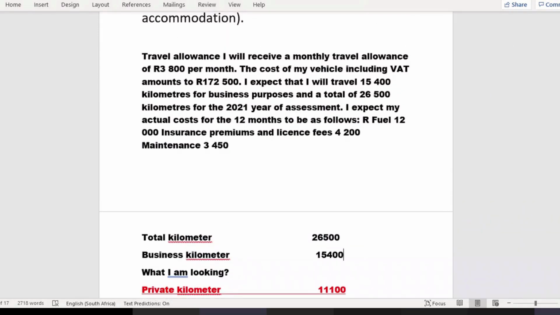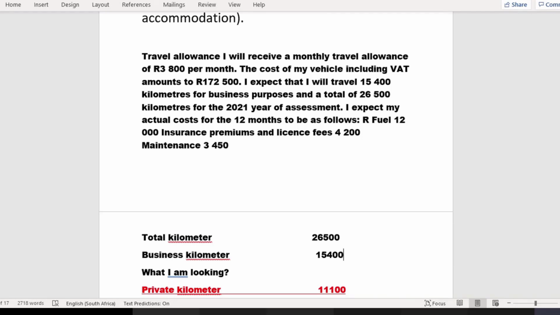The question says that the taxpayer is receiving 3,800 rand per month. The cost of the vehicle, including that, is 172,500 rand. And the taxpayer was expected to travel 15,400 kilometers for business purposes. I think that's where the story starts. And the total kilometers will be 26,500 kilometers for the year of assessment.